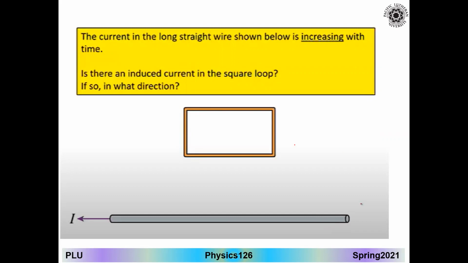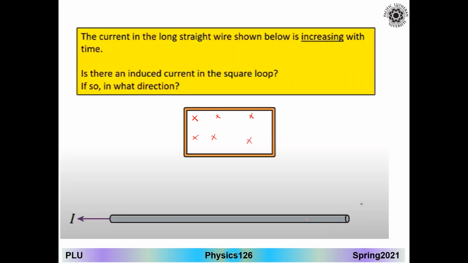So the first example here, we have a current going through the wire and a square loop located beside it. The question asks, if the current in the wire is increasing, is there any induced current in the square loop, and if there is, what is the direction? So basically using the right hand rule, we can find out the magnetic field will be pointing into the page.